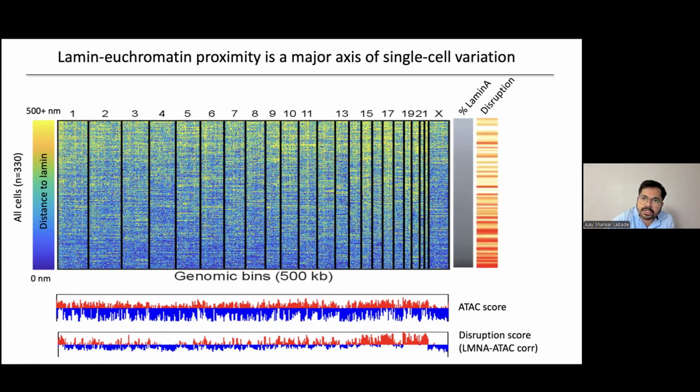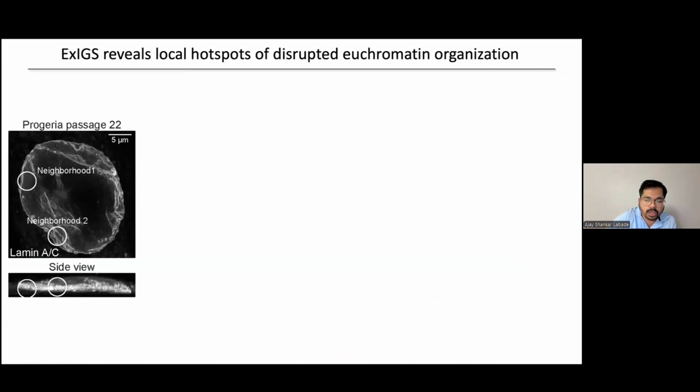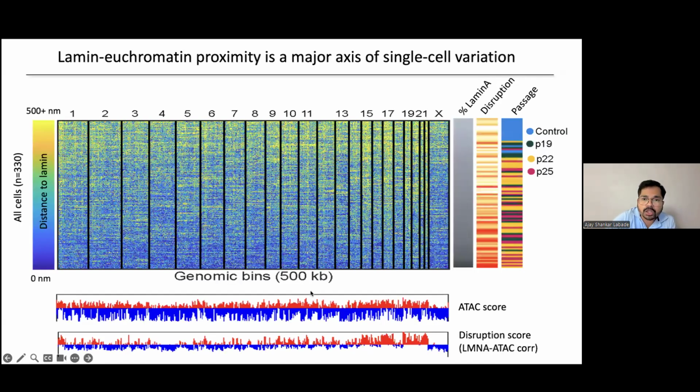And that way, when we cluster cells according to disruption score, we found that all the cells that were from progeria passages clustered at the bottom, whereas the control cells clustered at the top. That means our technique is working very well, even blindly clustering cells based on their ATAC score and lamin ATAC correlation score, which is a disruption score. So this was done for all the chromatin fragments everywhere in the nucleus for all the cells.